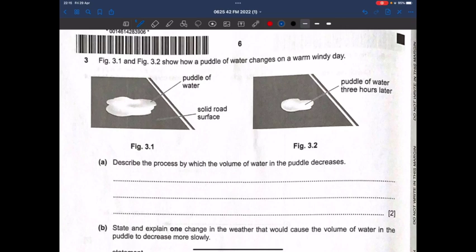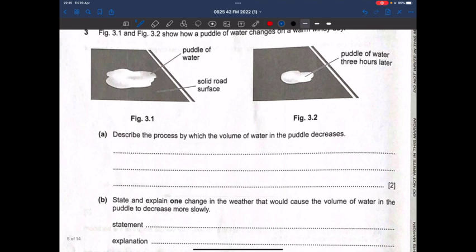In question 3, figure 3.1 and figure 3.2 show how a barrel of water changes on a warm, windy day. This is a barrel of water, the figure to your left hand, over a solid roof surface. Then they said 3 hours later, the barrel of water becomes a little bit smaller. So describe the process by which the volume of water in the barrel decreases. So the process here is evaporation. So it's just evaporation. I can write it clearly here. It's evaporation, or the water gets evaporated.